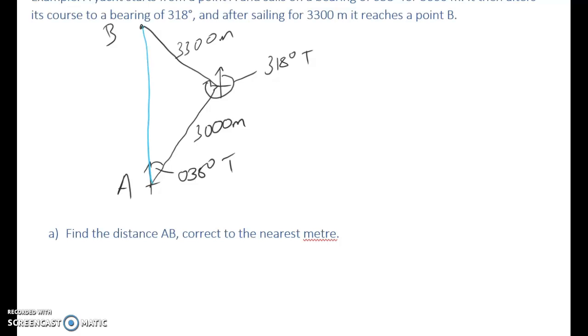Right, the first question wants you to find the distance between A and B, correct to the nearest meter. You don't have a right angle triangle, so we're going to have to use either the sine rule or the cosine rule. Let's figure out what we've got. To me, it's really obvious that we have two sides and a non-included angle, so that means we can use the sine rule.